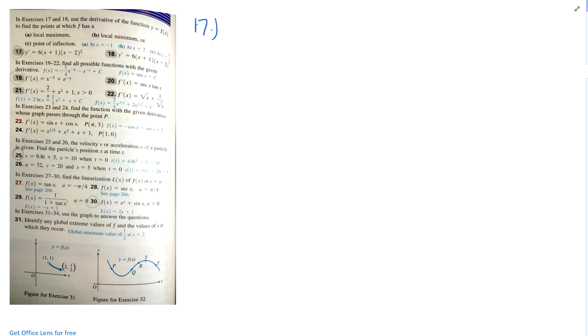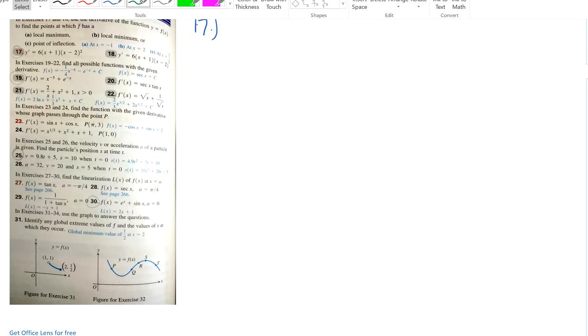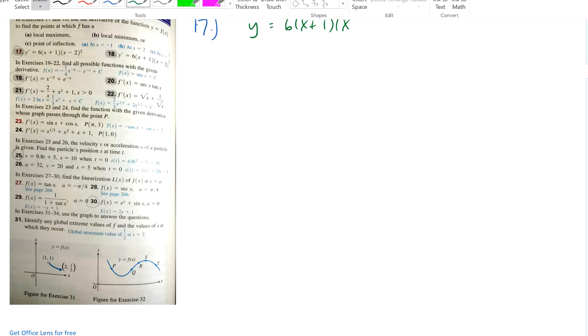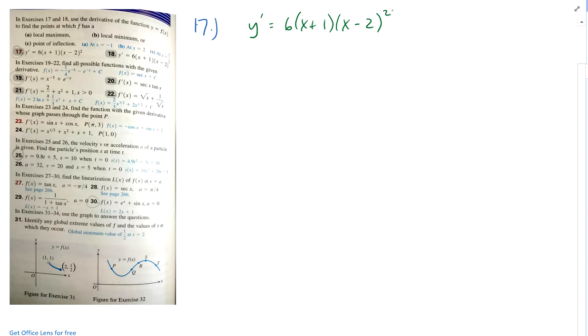Okay, 17. Here we go. Y prime. There you go. This is nice to give us y prime. And let's go with green. Y prime equals 6 times x plus 1 times x minus 2 squared. Okay, and they must find local max, local mins, and points of inflection. Well, it's nice enough. Set y prime equal to 0. We find the critical points, so negative 1 and 2.